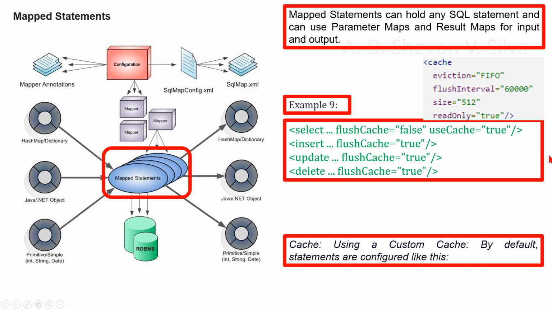The cache will not flush on any sort of time-based schedule, that is, no flush interval. The cache will store 1024 references to lists of objects, whatever the query method returns. The cache will be treated as a read-write cache, meaning objects retrieved are not shared and can be safely modified by the caller without interfering with other potential modifications by other callers or threads.